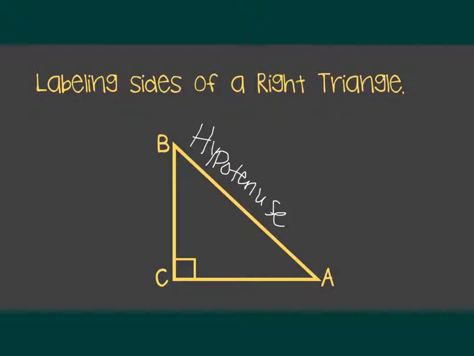And then the other two sides are labeled depending on what angle we're working with. If we're working with angle A, or we're working with angle B. So let's say I want to work with angle A. I'm going to mark that angle. Then I'm going to label my adjacent side and my opposite side. Okay? We know the word adjacent means right next to, so that's the side that is next to the angle that we just marked.